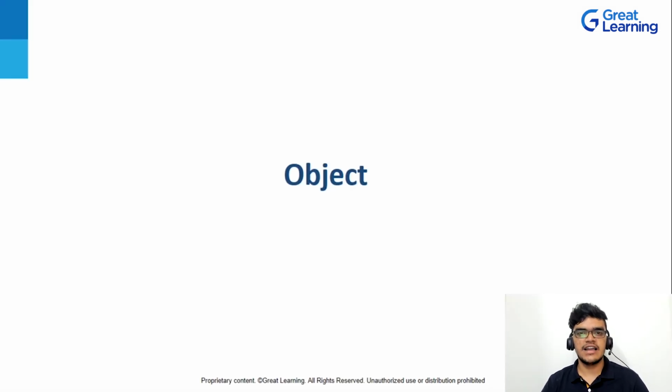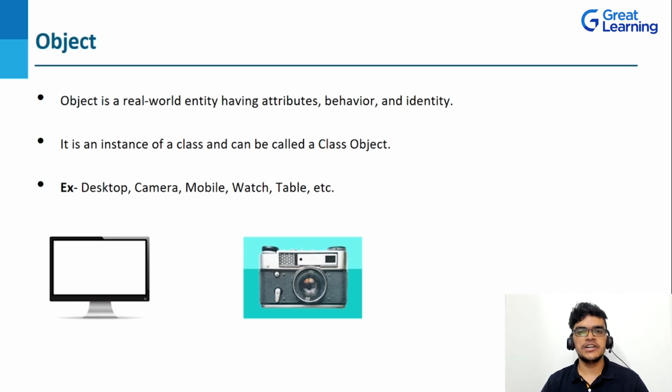So after understanding class, now let's understand what is object. As I already told you, an object is a real world entity which has attributes, behavior and identity. Attributes reflect the properties of an object and behavior represents the methods of an object. Also, identity gives a unique name for every object. So this is the basic idea about object.